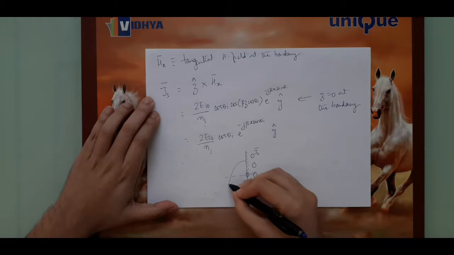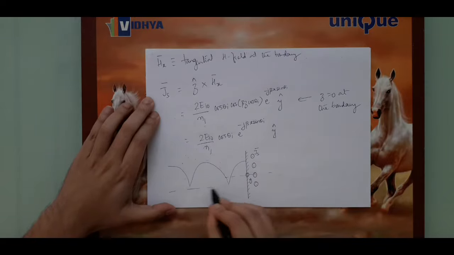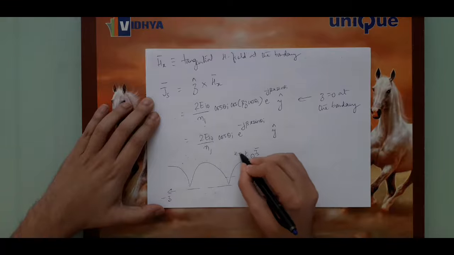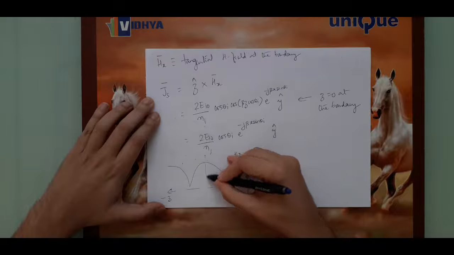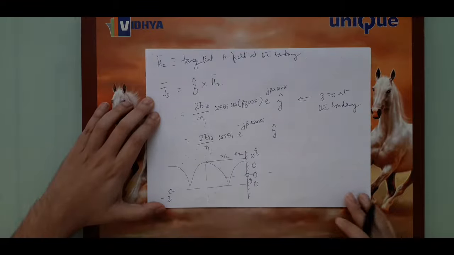If you plot it as a function of Z, this distance is essentially some form of lambda by 2. We had seen this in the last class.